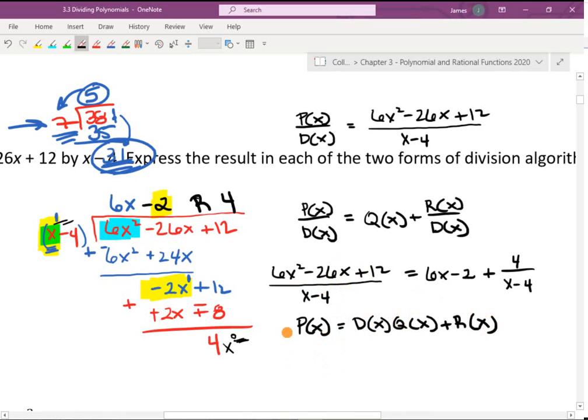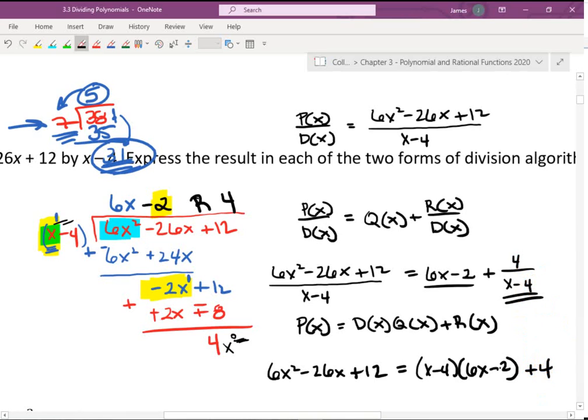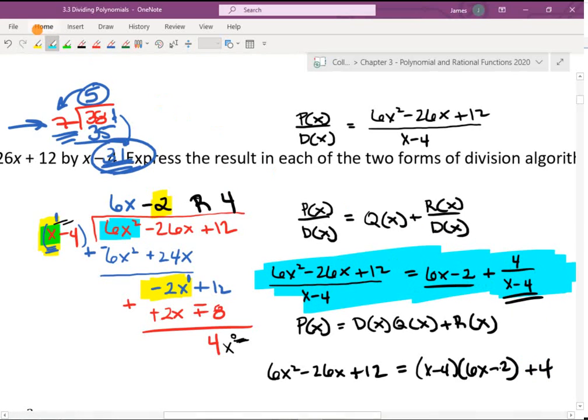Multiply both sides by x minus 4. So on the left-hand side that would just leave you 6x squared minus 26x plus 12, right? On the right-hand side, that needs to be multiplied by x minus 4, and this needs to be multiplied by x minus 4. So if that's multiplied by x minus 4, what happens to that denominator? It cancels out, and you're just left with plus 4, right? So right now we have this to be true, along with this to be true.